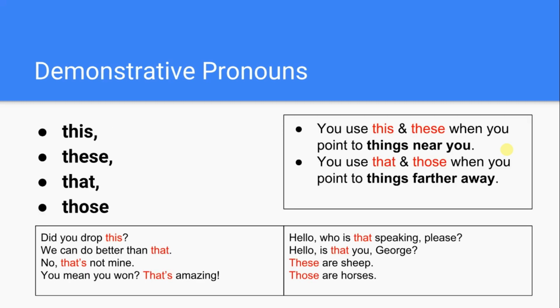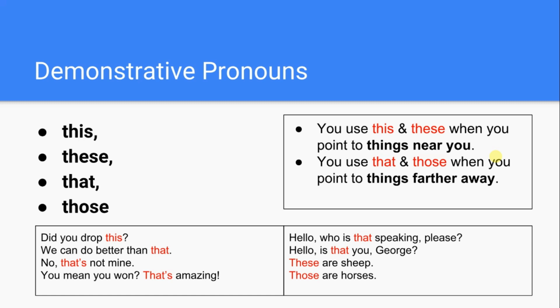Next is demonstrative pronouns. Demonstrative pronouns are when you are referring to certain things that either are near you or things that are farther away, but then you can still see them. So use these words to point at things which are near you or to point at things which are a bit farther away. Use the words that and those when you're pointing to things that are a bit far away, and you use the words this and these when you point to things that are near you.